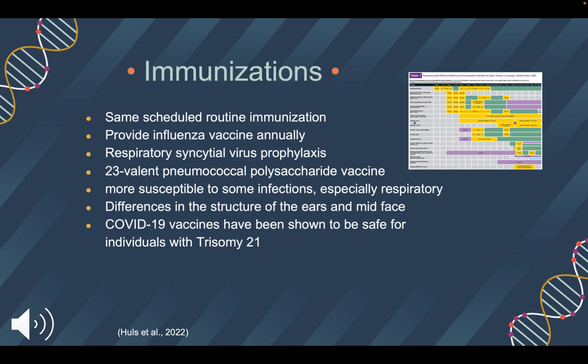Influenza vaccine should be given every year before flu season, as children with trisomy 21 are more susceptible to influenza. COVID-19 vaccines have been shown to be safe for individuals with trisomy 21 and effective in terms of resulting in minimal breakthrough infections and milder disease outcomes.